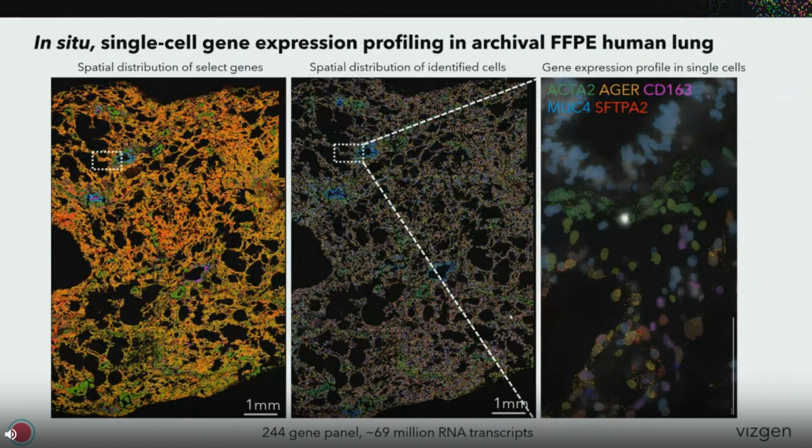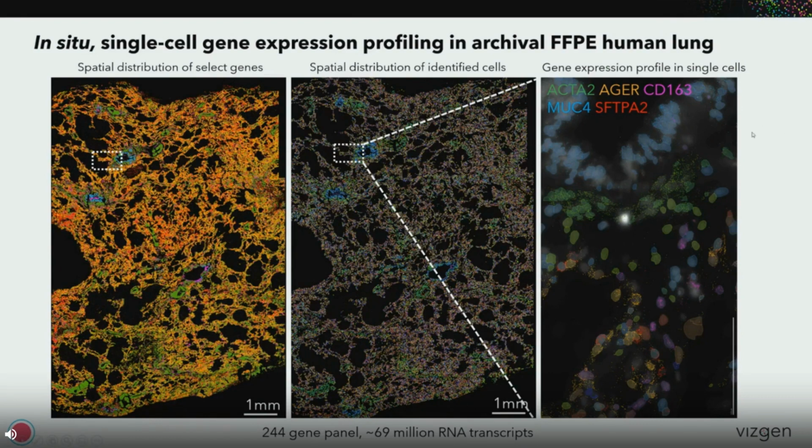So the last example that I'm showing here is MERSCOPE imaging in FFPE human lung. And on the left, I'm showing the spatial distribution of 5 selected genes: ACTA2, AGER, the macrophage marker CD163, mucin, and SFTPA2. So we were also able to perform cell clustering and project the identified cells in space. So these different color dots are the identified cell types in the human lung. So overall, we were able to detect 70 million RNA transcripts in this human lung sample.